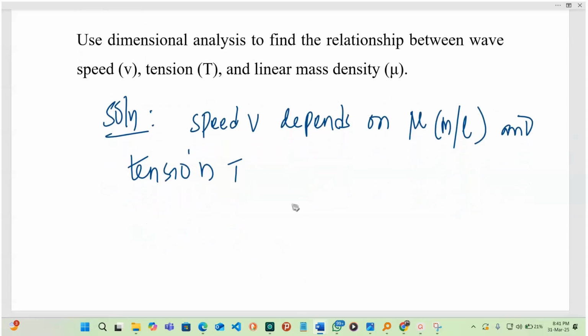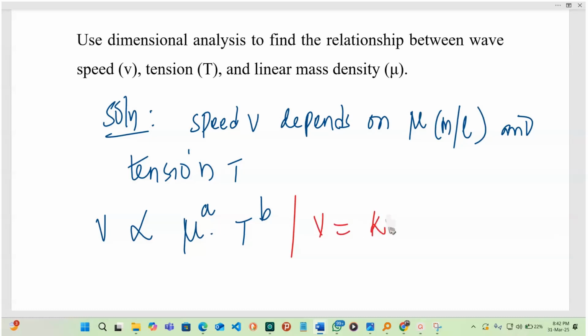So that means we can say that V is directly proportional to nu to a particular power A, and tension T to a particular power B. So if we create an equal sign, then V is equal to a dimensionless constant K times nu to the power A times T to the power B. We will call this equation star.